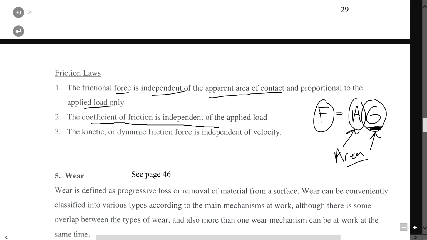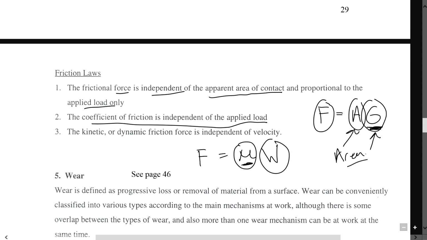And then the coefficient of friction is independent of the applied load. So this is the force equals the coefficient of friction times the applied load W. The applied load is W again. It is independent of, I don't know, I'll leave you to think about it. And then kinetic or dynamic friction. Kinetic is talking about moving, half mv squared, something is moving, velocity. So dynamic friction force is independent of velocity.